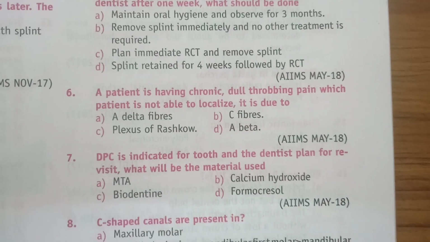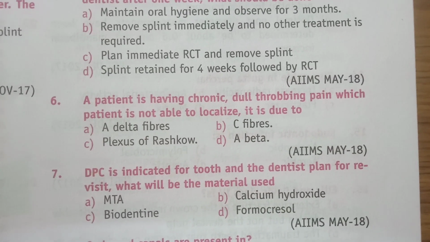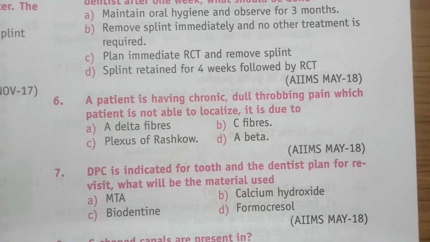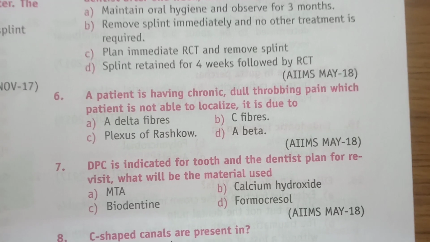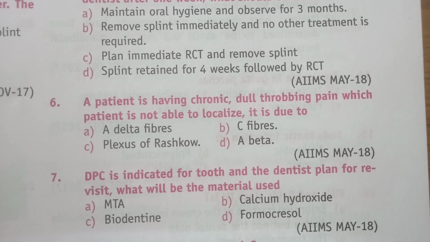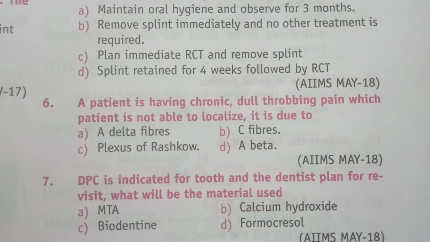Our next question. A patient is having chronic dull throbbing pain which the patient is not able to localize. It is due to option A, A delta fibers, B. C fibers, C. Plexus of Raschkow, and D is A beta. Chronic dull throbbing pain and patient is not able to localize. It's a characteristic feature of C fiber. So the answer is B.